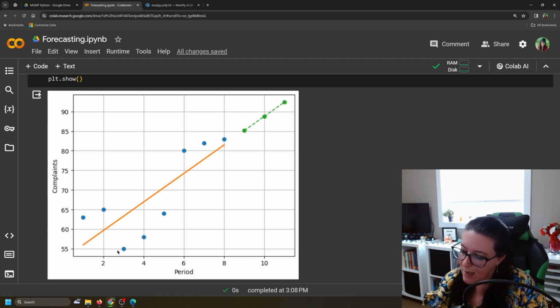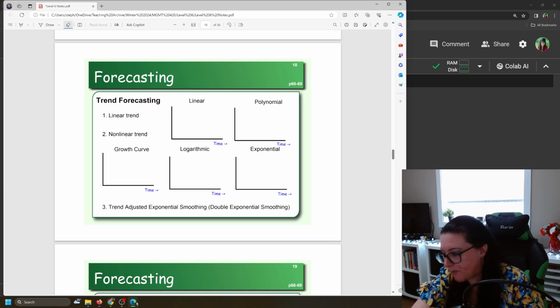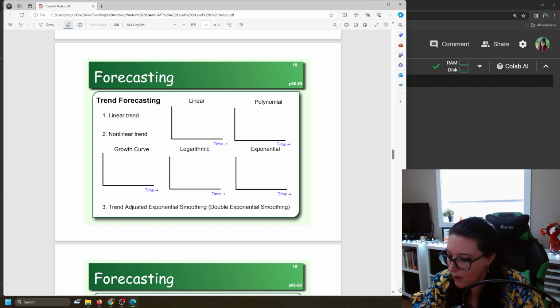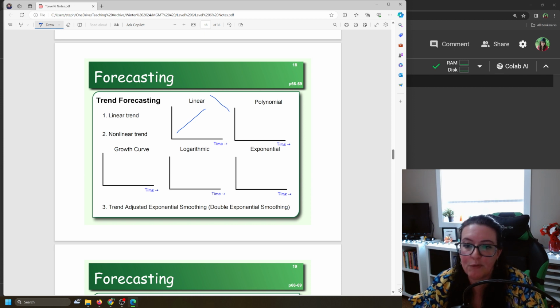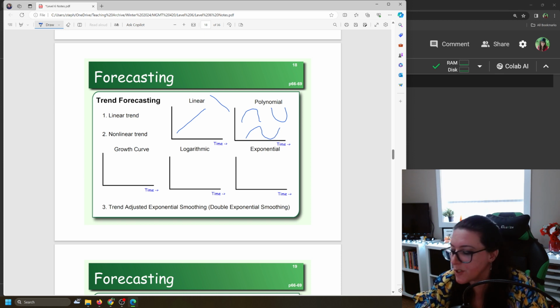Well, since this has some issues here, perhaps a polynomial might fit better than a line. So when we look at different types of forecasts, you have forecasts that are linear, right? So we can go up. Likewise, you can have a linear forecast that goes down. You can have a polynomial. So a polynomial of degree 2 would look like this, or alternatively could look like that. You can have polynomials of more than degree 2. So here we have 1, 2, 3, polynomial of degree 3. It can also go the other way.